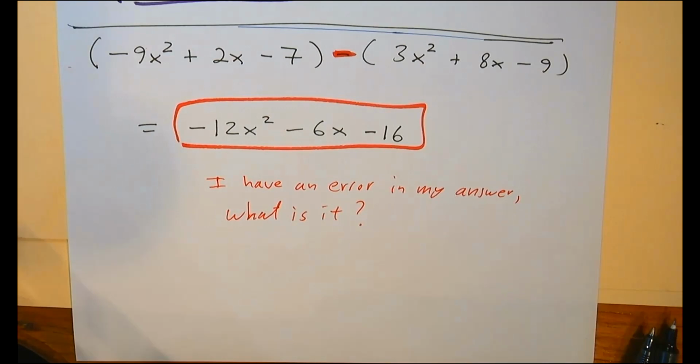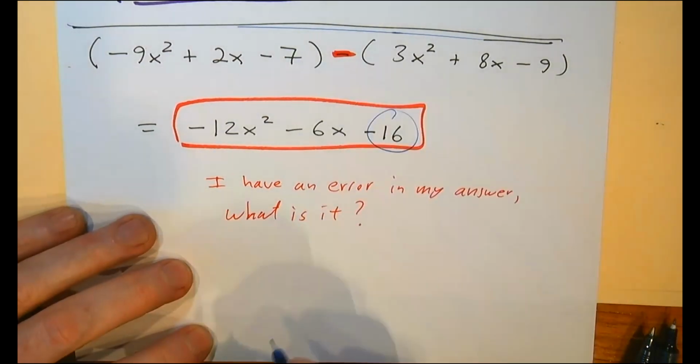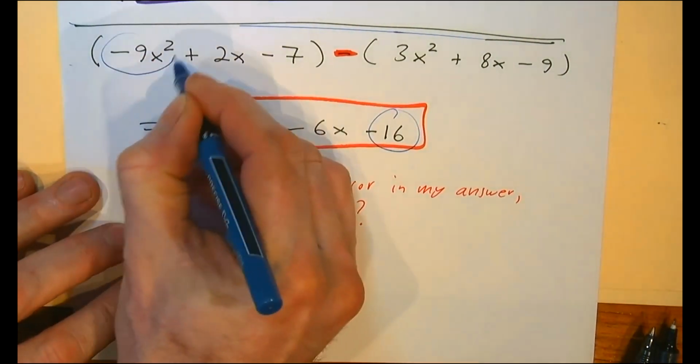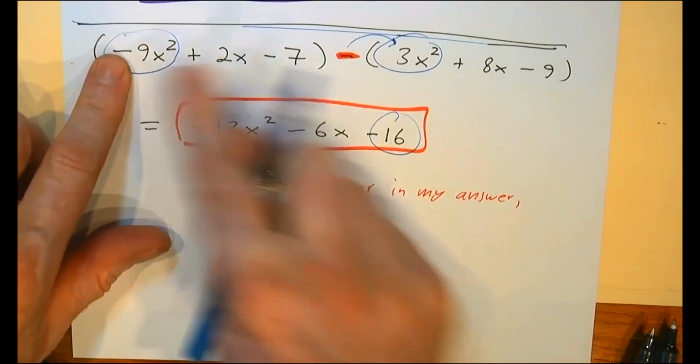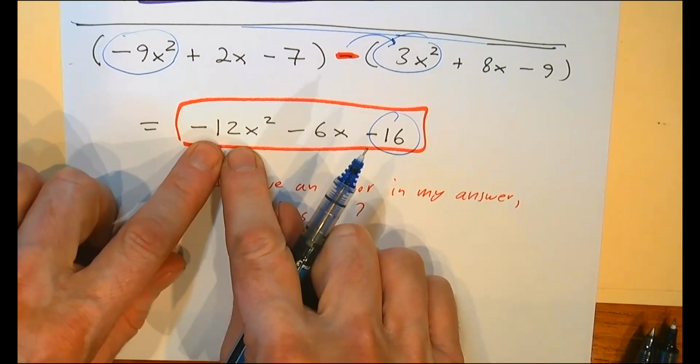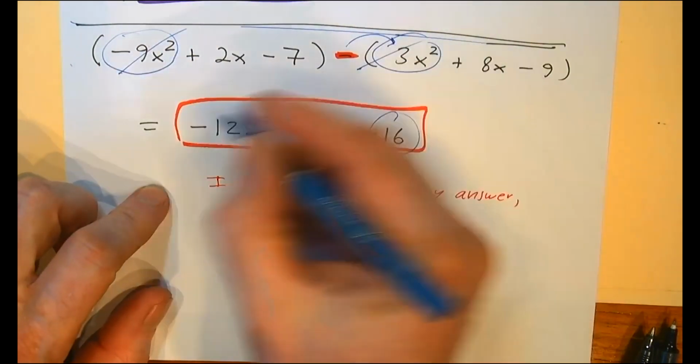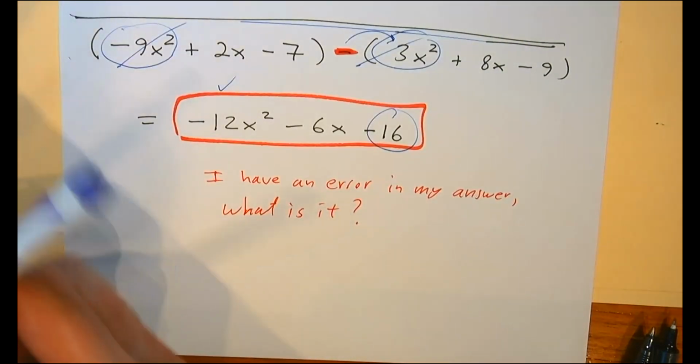Okay, did you find the error? It was right here. We'll take the first piece. Minus 9x squared minus 3. Negative 9, negative 3 is negative 12. So that's okay. Then we look at the next piece.